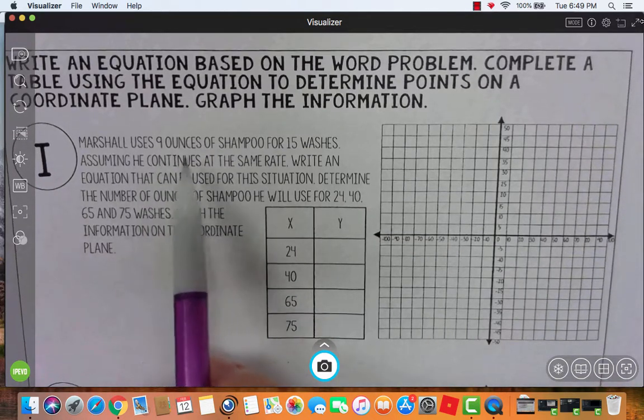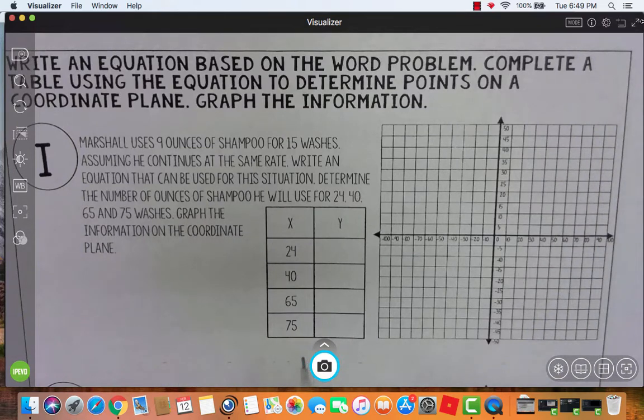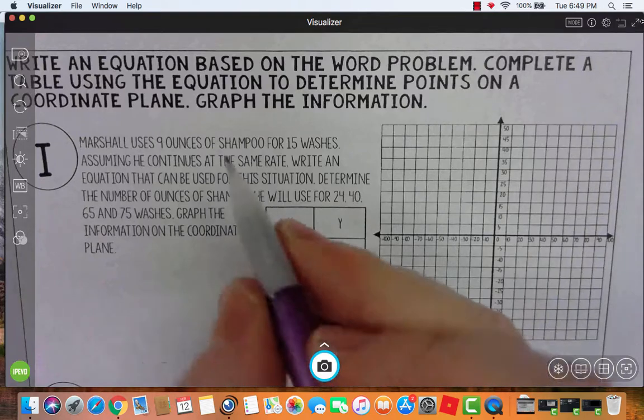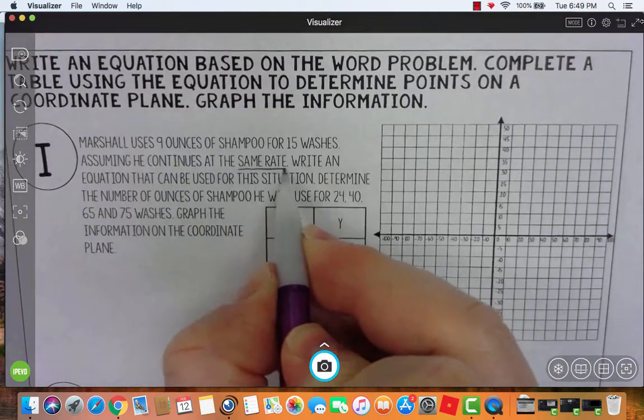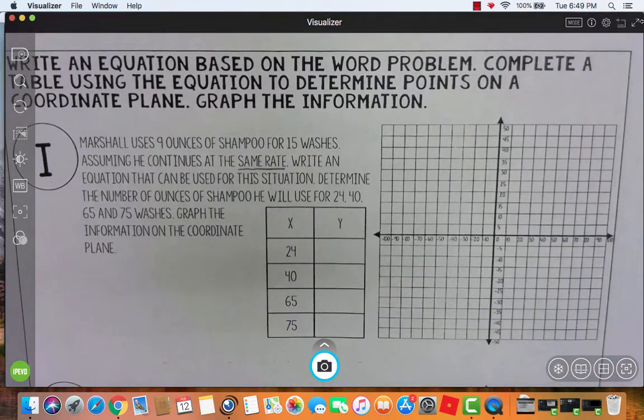Marshall uses 9 ounces of shampoo for 15 washes. Assuming he continues at the same rate, ooh, I like that, same rate, write an equation that can be used for this situation. Determine the number of ounces of shampoo he will use for 24, 40, 65, and 75 washes. Graph the information on the coordinate plane.